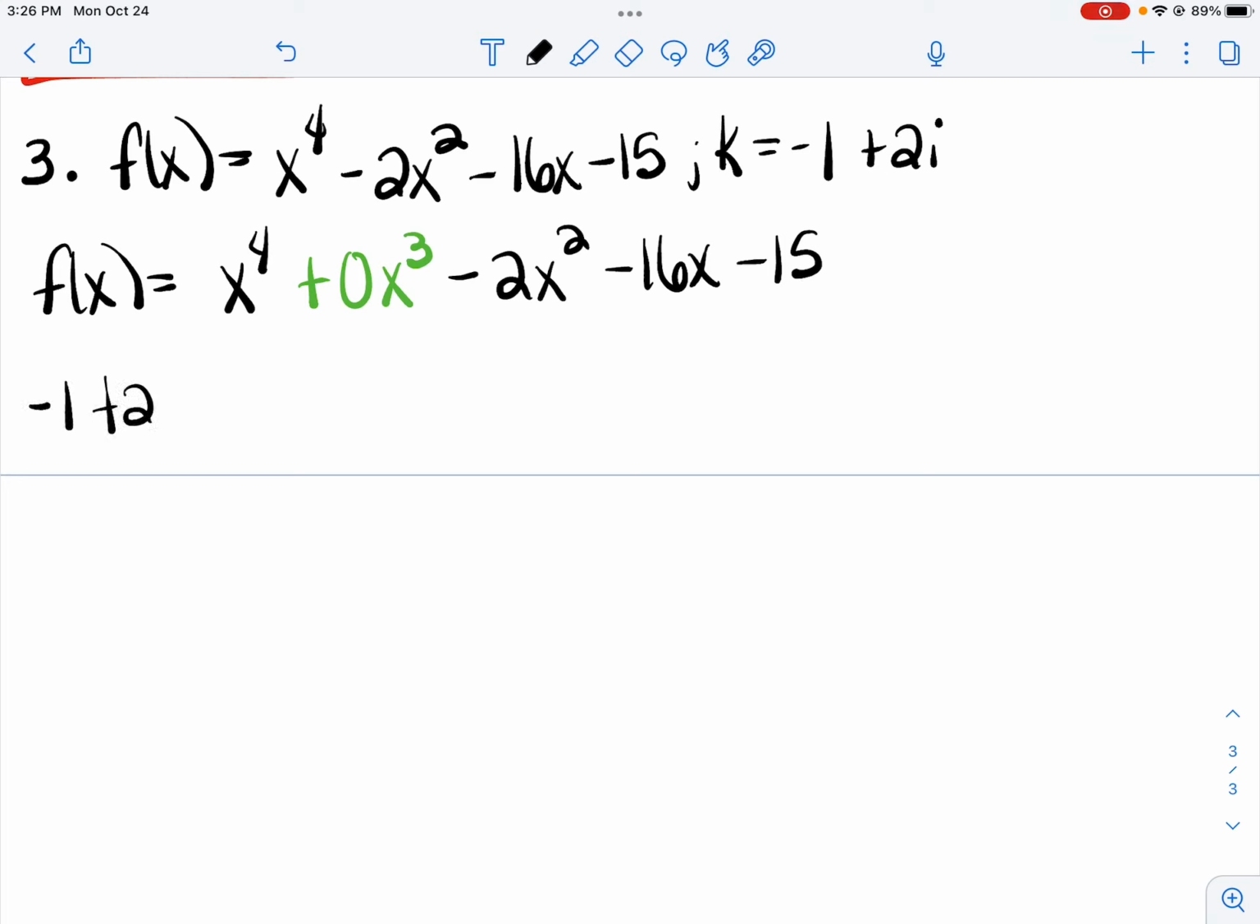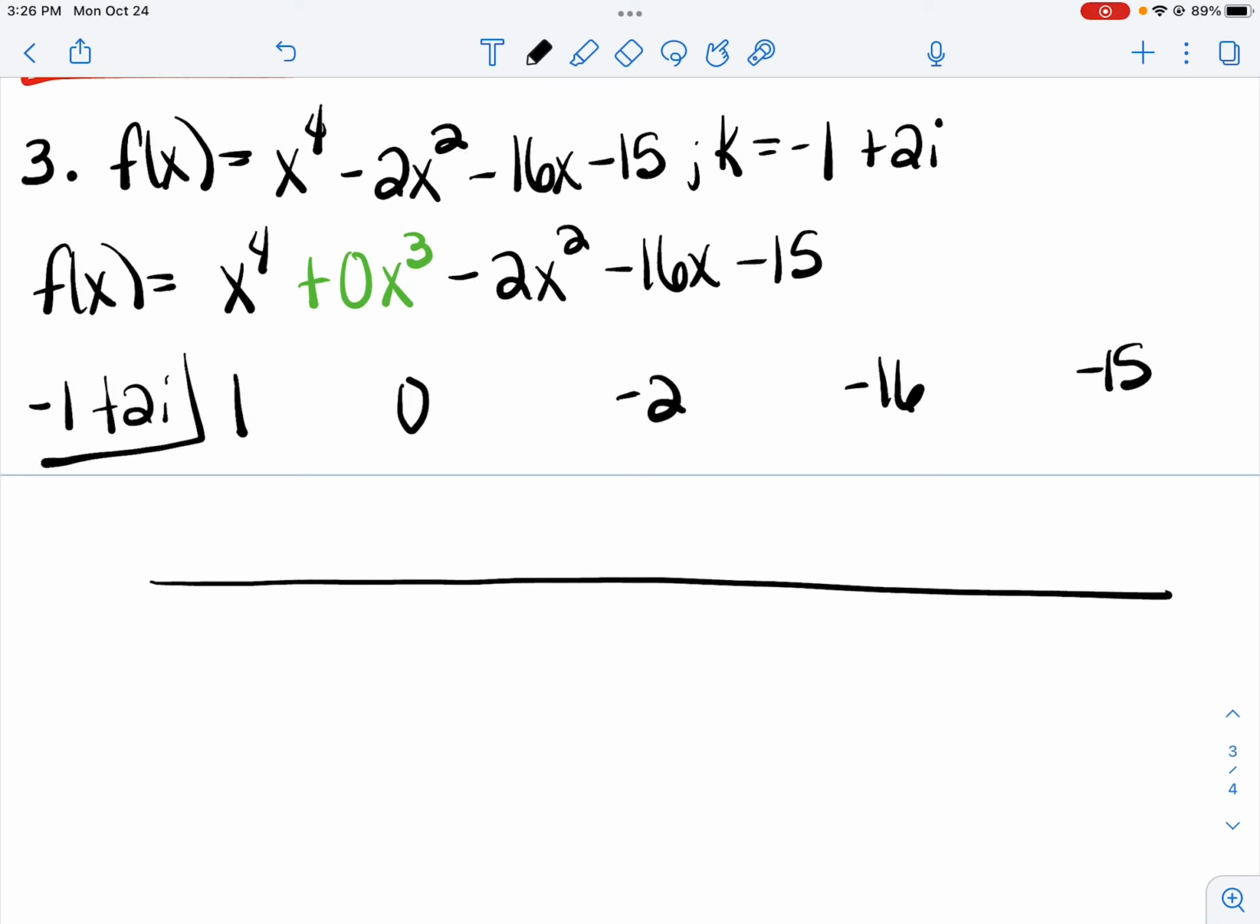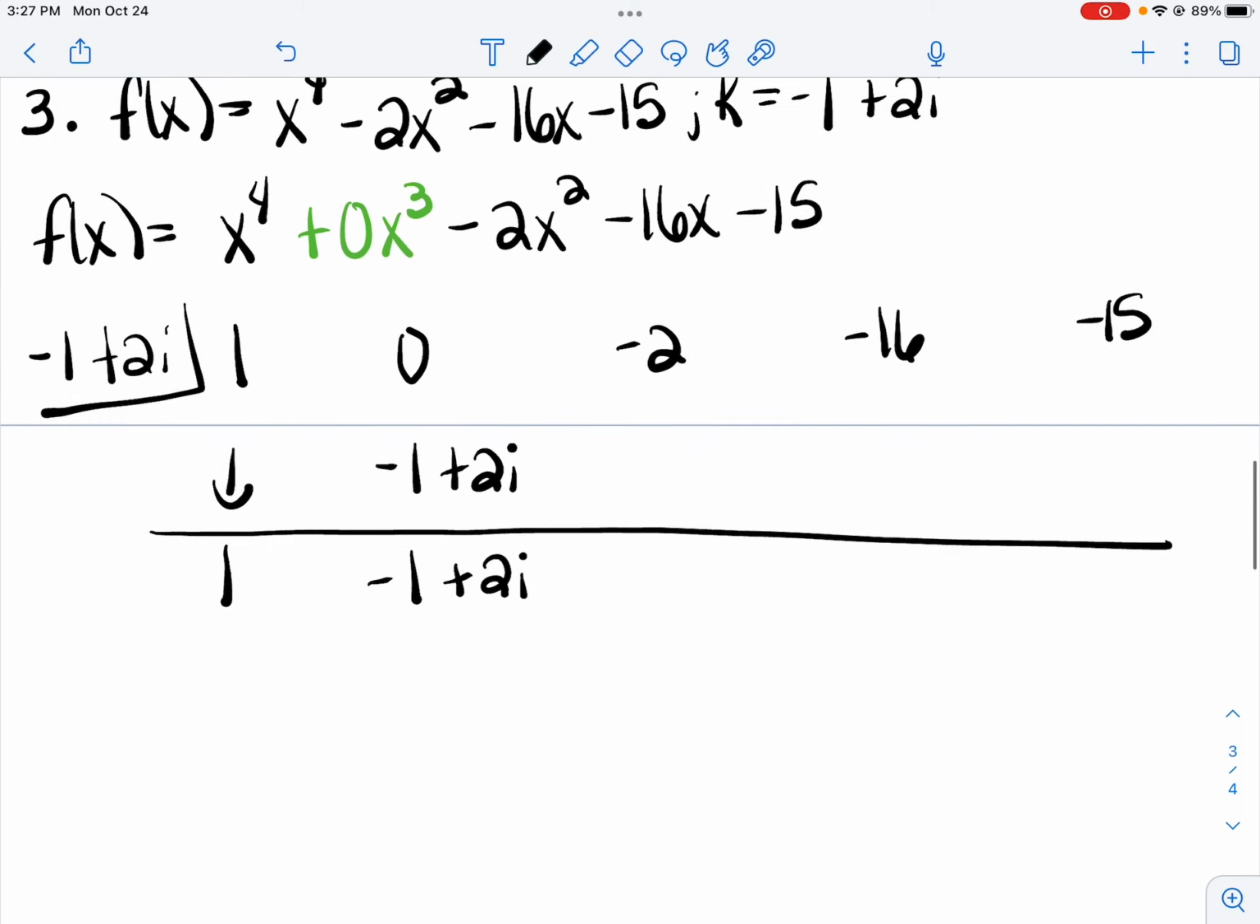Put your k value in the box, so negative 1 plus 2i. And notice I didn't take the opposite of it because it gave me my value. It didn't give me x plus something or x minus something. And list your coefficients. Now, because of that i, I'm going to leave a little bit more space in between each of my coefficients. Bring down your 1. 1 times negative 1 plus 2i is negative 1 plus 2i. Add that to the next column, so 0 plus negative 1 is negative 1, and bring down the plus 2i because there's nothing like that.